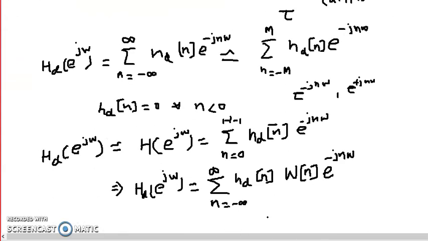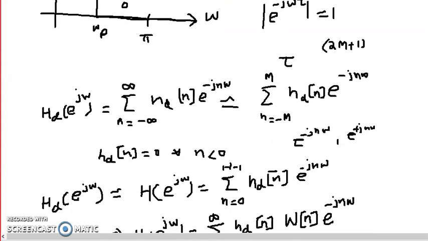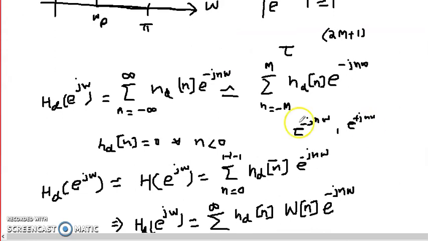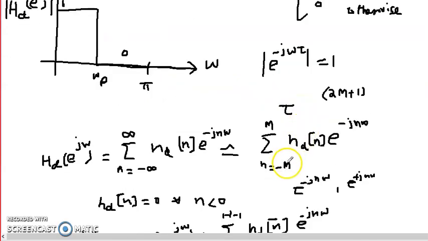Our assumption is that since a filter will have infinite terms, this is a Fourier series representation of a filter, it will have infinite terms, but since we have assumed the impulse response to be finite, we can truncate it to 2m plus 1 number of terms, so that this infinite Fourier series can be approximated to a finite number of terms. Okay, 2m plus 1.